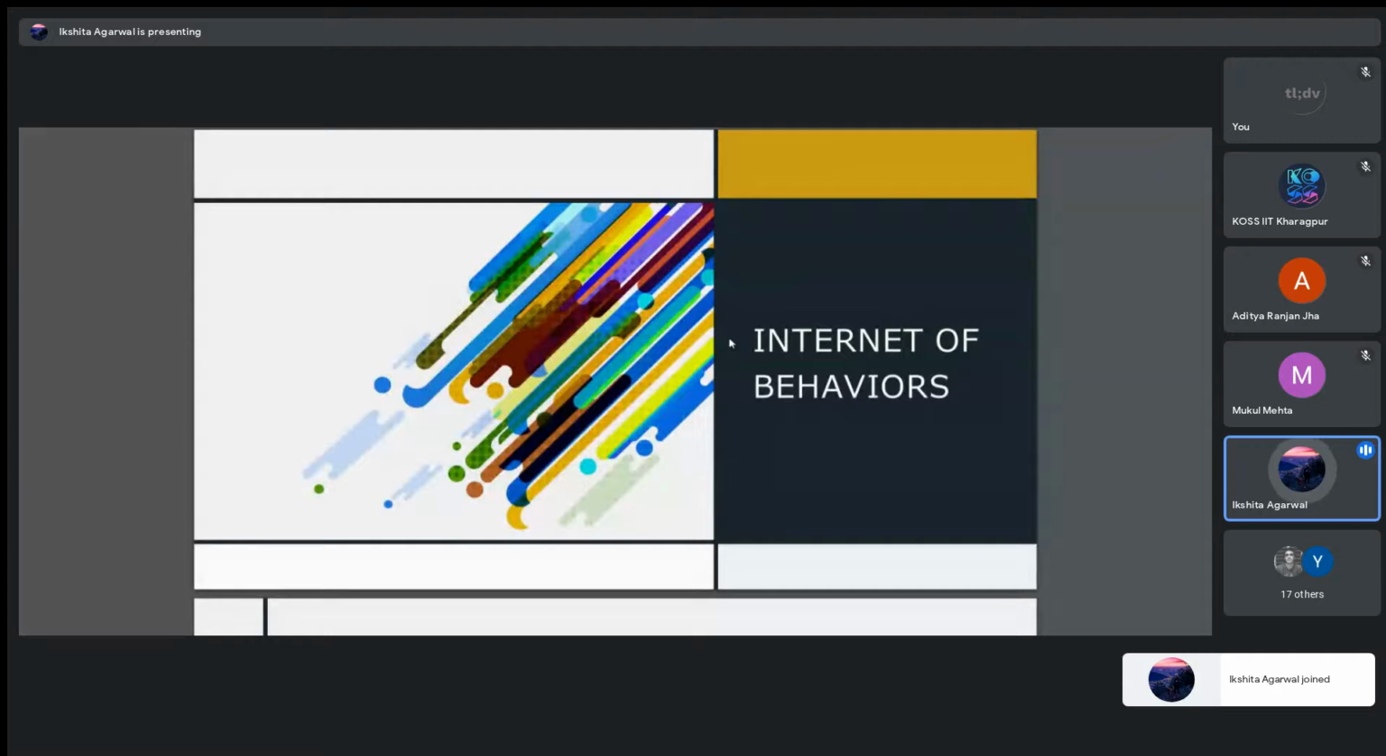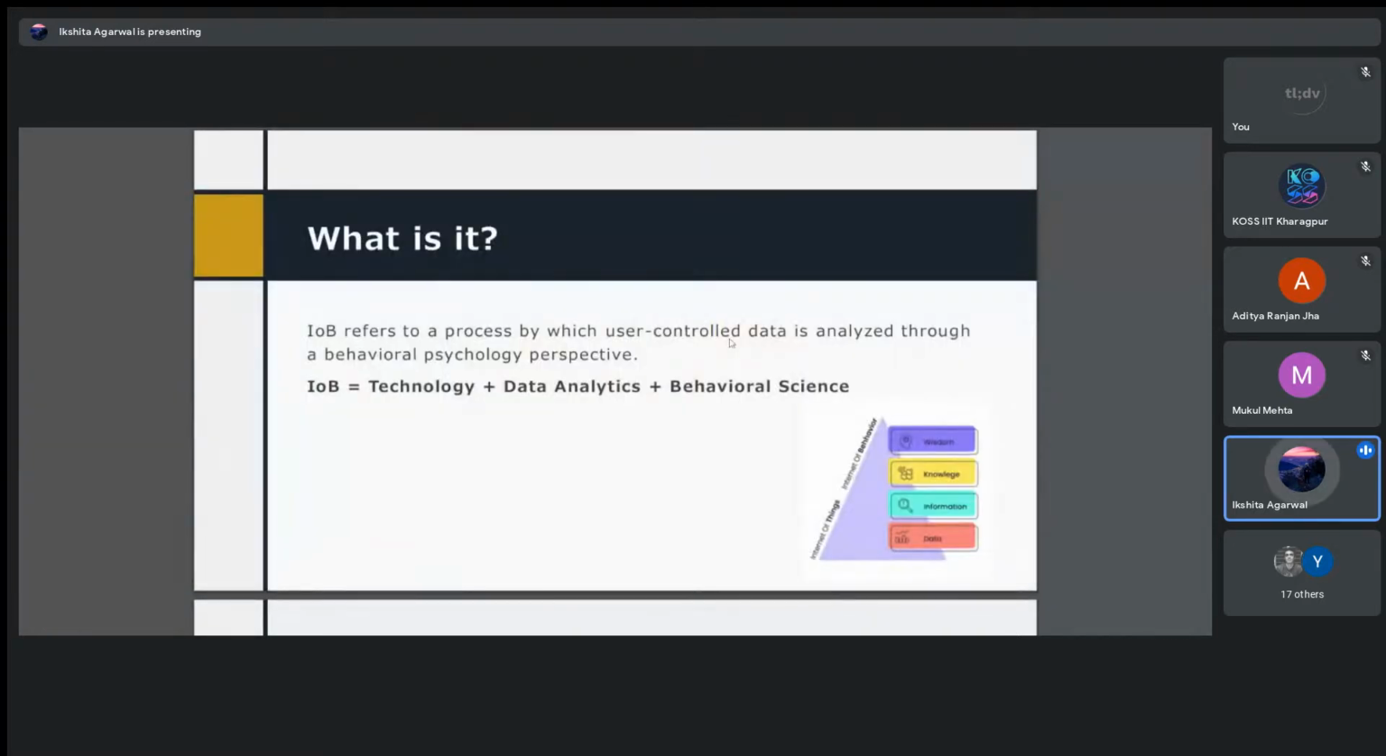Okay. So, hello everyone. We all have heard about IoT, but recently this new acronym has created a buzz everywhere: IoB, that's the Internet of Behaviors. So let's talk tonight about that. First of all, what is IoB? IoB extends from IoT, the Internet of Things.